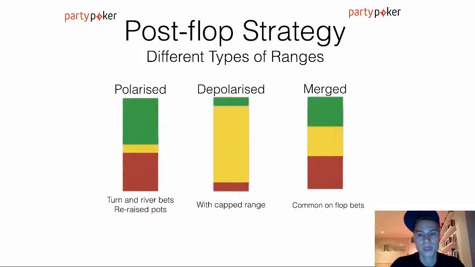A merged range is a range consisting of the top, the middle, and the bottom, or in another way, it's not filtered out in any way. This is more common on flop bets. For example, say the flop is ace-5-5 rainbow. This is a flop where you would bet the top of your range, except for pocket aces and pocket fives, perhaps. You will bet the middle of your range, and you will bet with your bluffs.